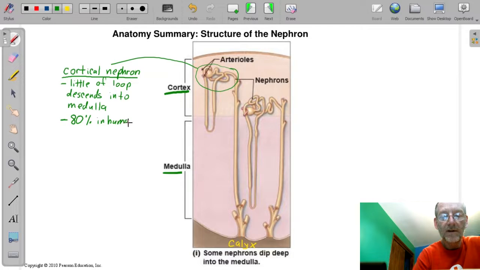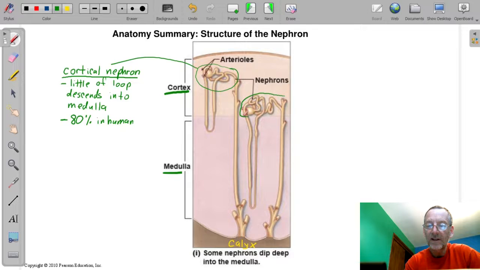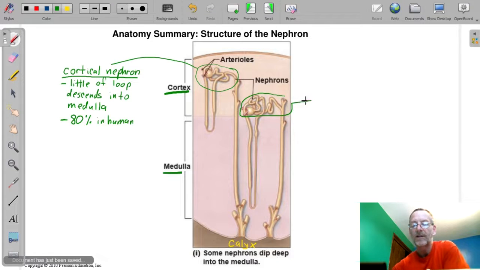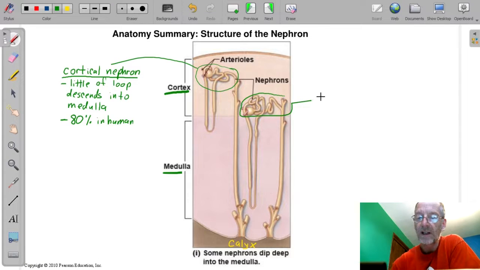Turns out that we're not terribly water conserving like some other animals. The other type of nephron, most of this nephron is close to the medulla. And these are referred to as juxtamedullary nephrons. Juxta meaning close to.